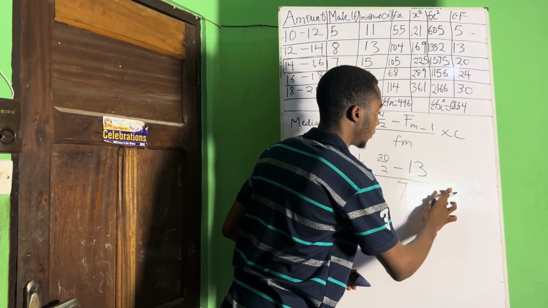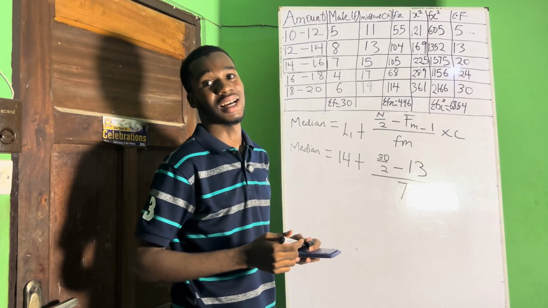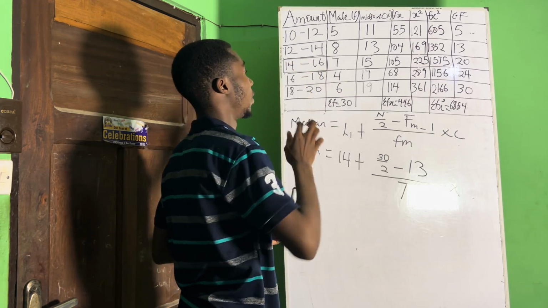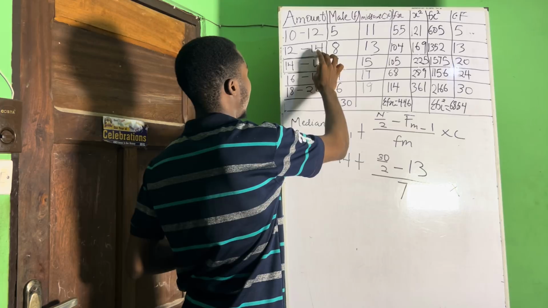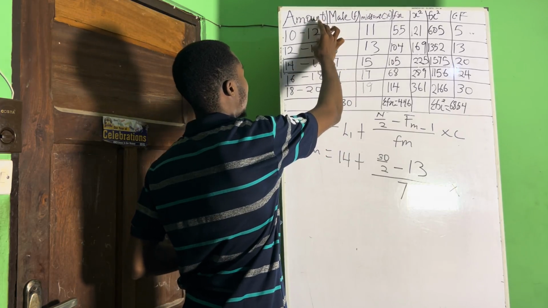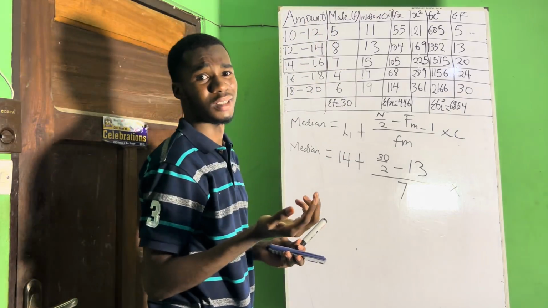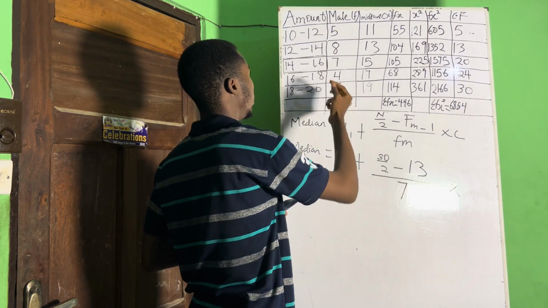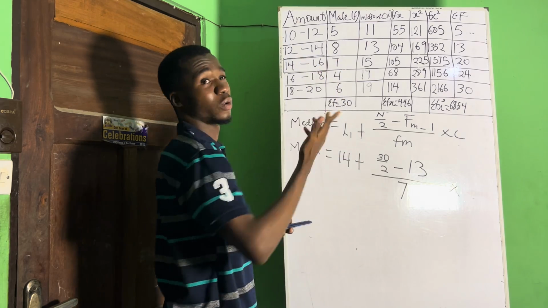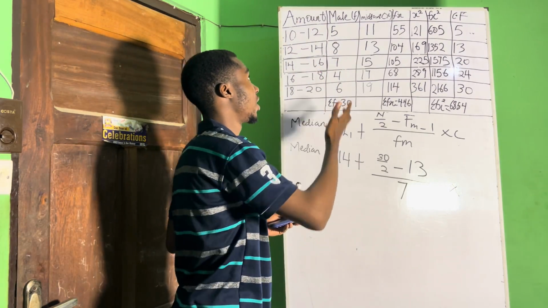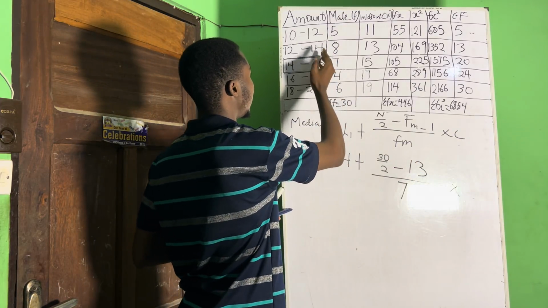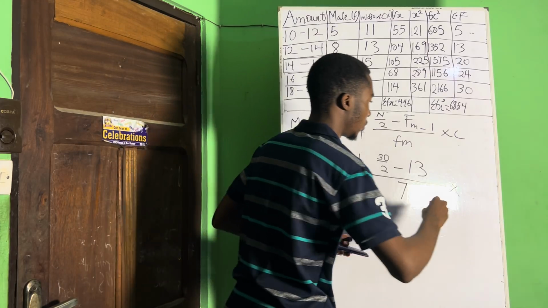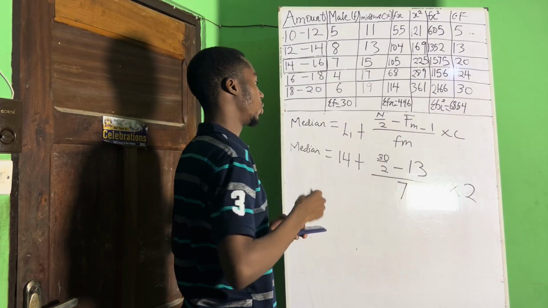Then times C. Now C is the class width. How do you find the class width? The class width is the upper boundary minus the lower boundary. For all of them, they are going to be the same. So you have 12 minus 10. What are you getting? 2. 14 minus 12. What are you getting? 2. 16 minus 14. What are you getting? 2. So you can just do it for one of them. It should be the same. So for this one, what is our width or our C? It's just 16 minus 14 or 14 minus 12 or 12 minus 10, and we are getting 2. So times 2. Then we punch all this on the calculator.